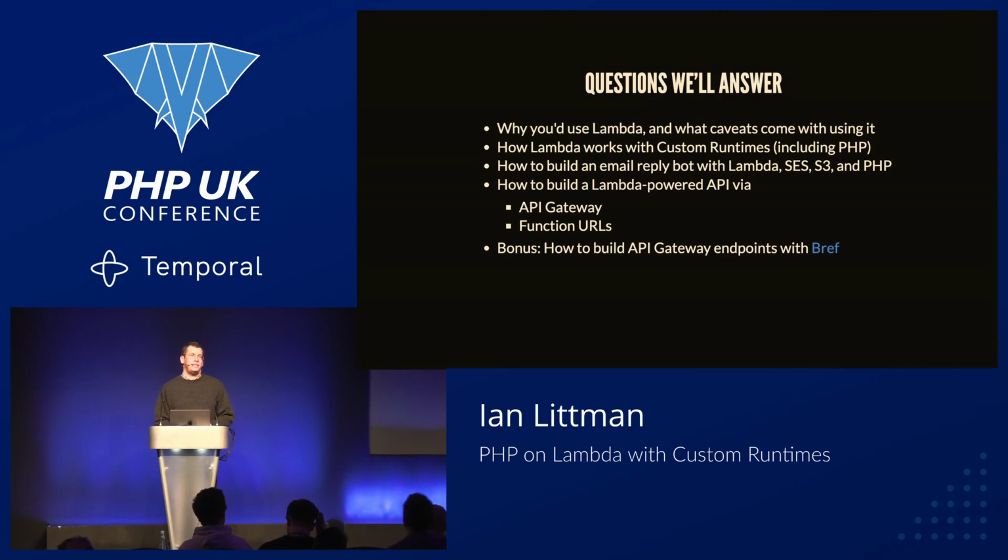One is responding to events asynchronously, basically responding to an email with another email, and utilizing a few of the 200 plus services that AWS provides. We'll also see Lambda operating in an API context with both API Gateway and function URLs, which is simpler than API Gateway and costs less money and has some limitations, but you may not care about those limitations.